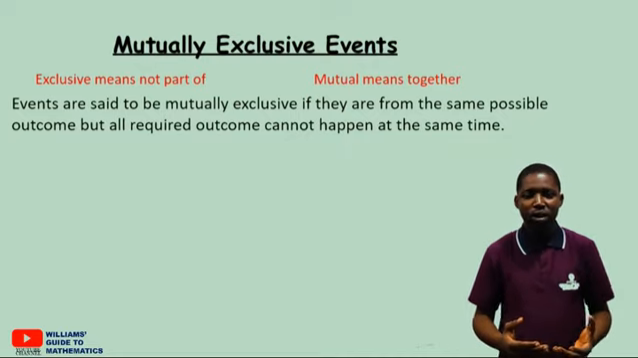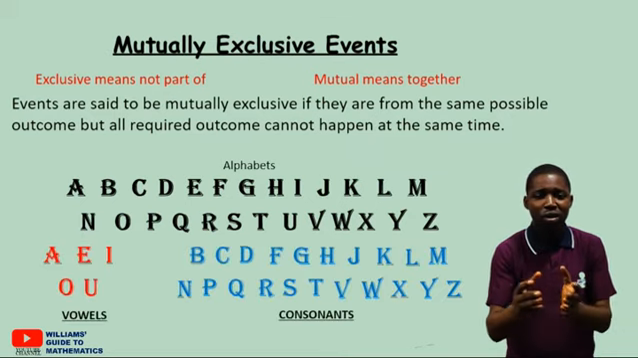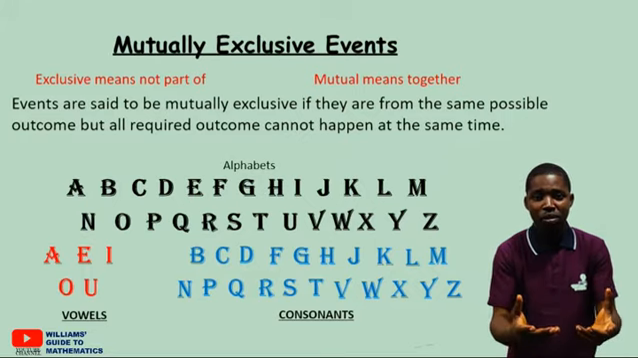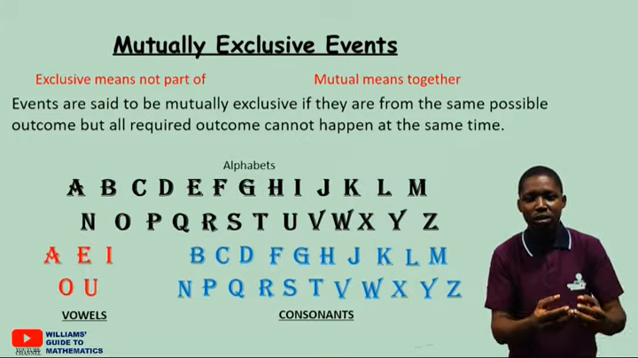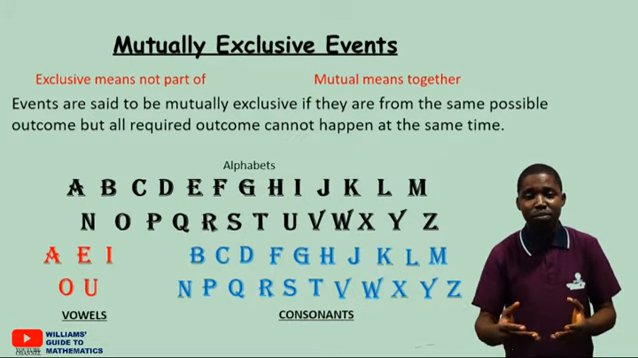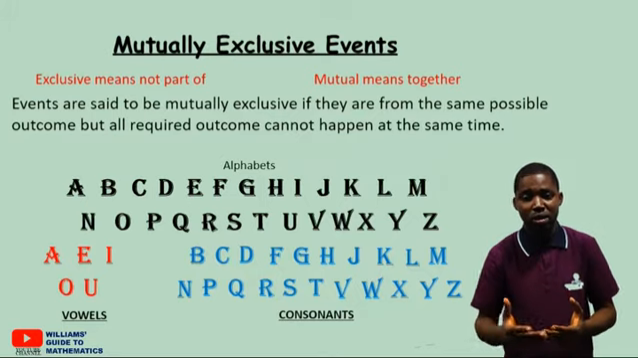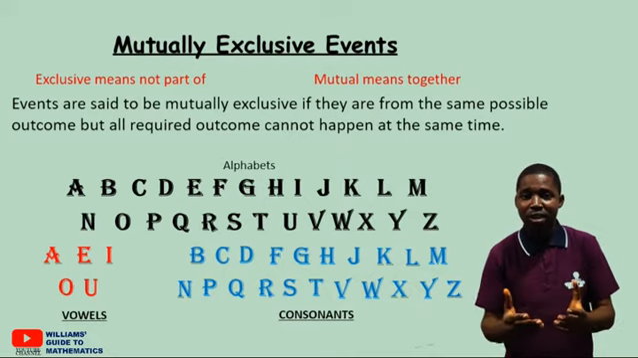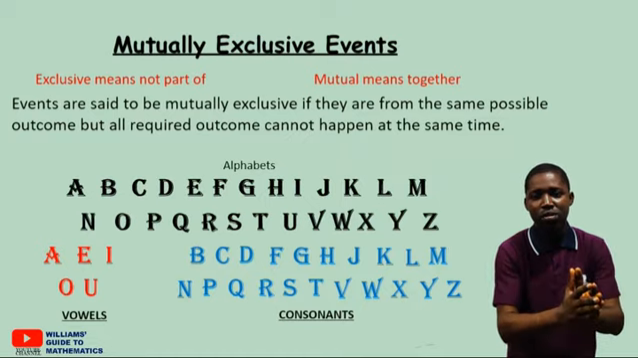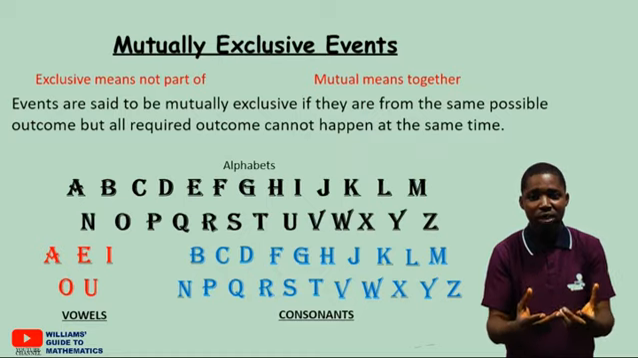Take for example, if I'm talking about vowels and consonants. Vowels and consonants are gotten from English alphabets, so meaning that they are mutual. But I cannot be talking about the letters that are vowels and the letters that are consonants at the same time, because they are not the same thing. Picking a vowel has nothing to do with the consonant. The same thing, picking the consonant has nothing to do with the vowel. So I can tell you that the vowels and the consonants are mutually exclusive events when talking about English alphabet.